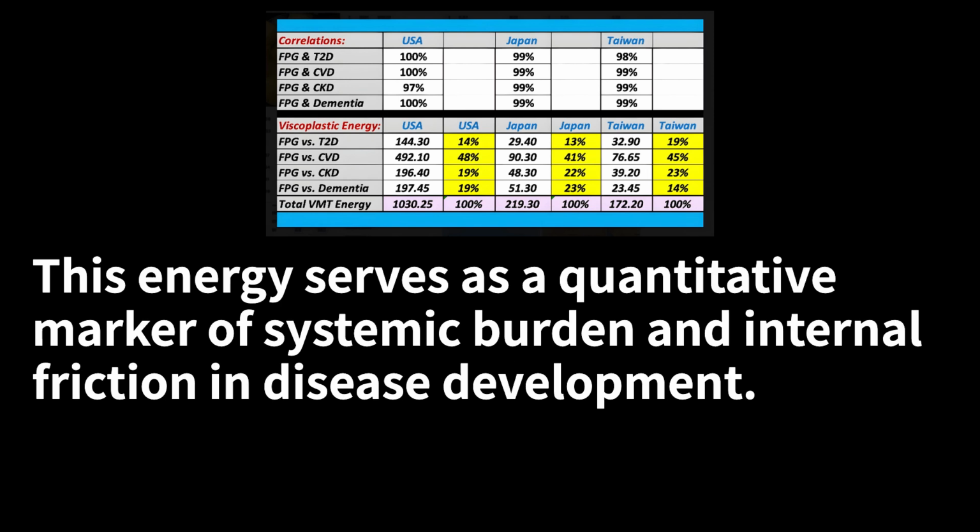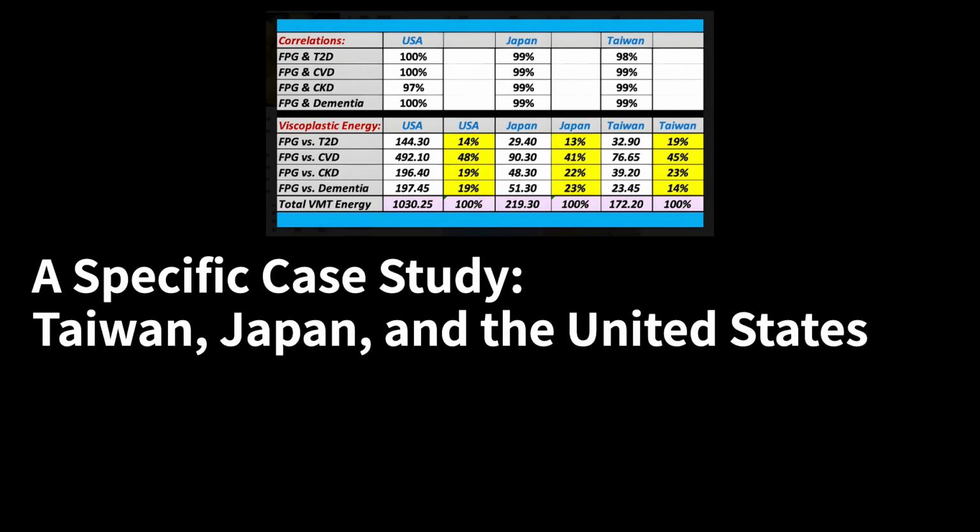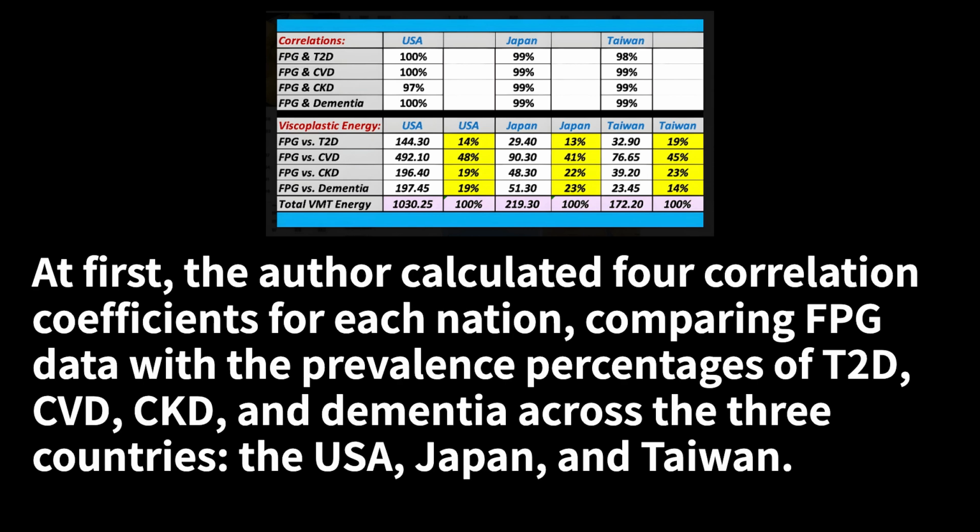This energy serves as a quantitative marker of systemic burden and internal friction in disease development. A specific case study: Taiwan, Japan, and the United States. At first, the author calculated 4 correlation coefficients for each nation, comparing FPG data with the prevalence percentages of T2D, CVD, CKD, and dementia across the 3 countries, the USA, Japan, and Taiwan.